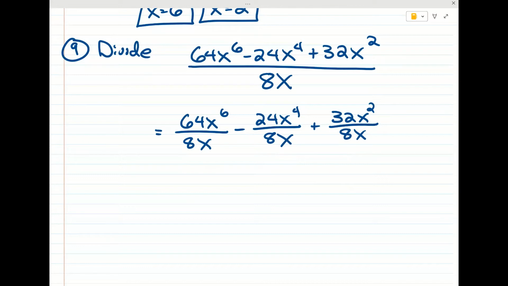So the way that we divide now is we do 64 divided by 8 is 8. When you're dividing the same variables, you subtract their powers. So this would be 8x to the 5th minus 3x to the 3rd plus 4x.